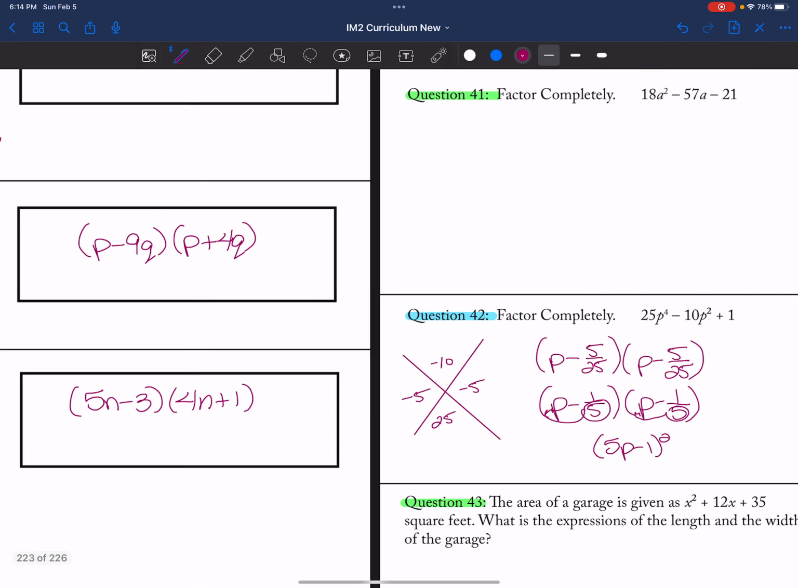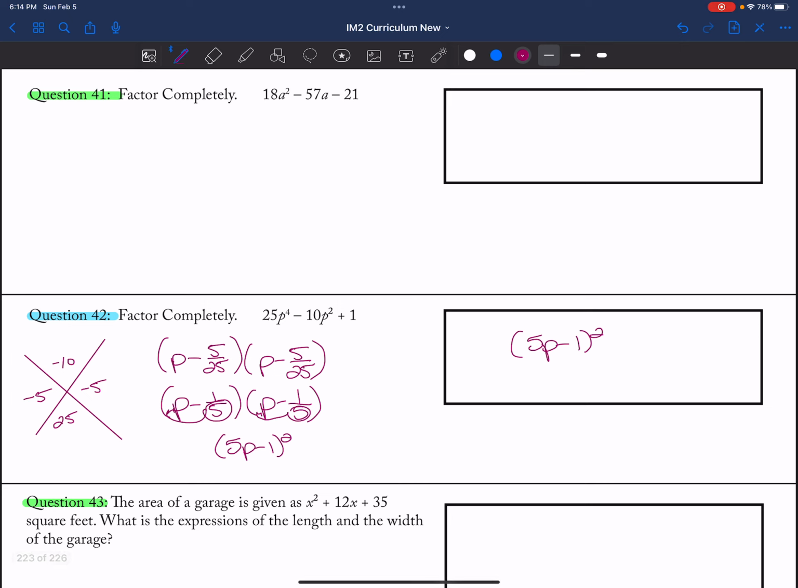Okay, 41. Everybody's divisible by 3. So that's a 6a squared. 57 divided by 3 is 17, and 21 divided by 3 is 7. So 6a squared minus 17a and then minus 7. So now my little x guy: negative 17 and a negative 42.